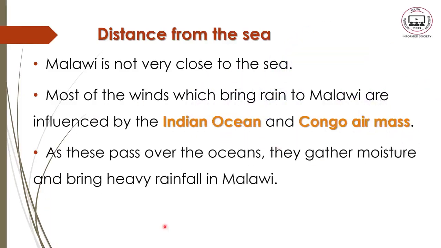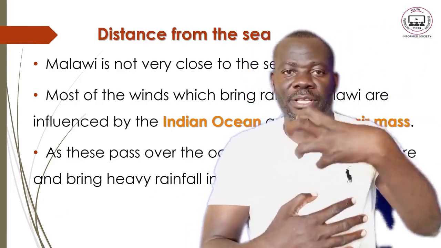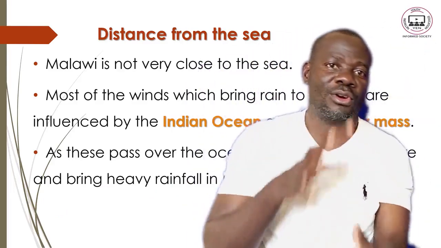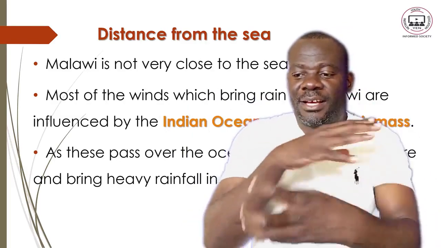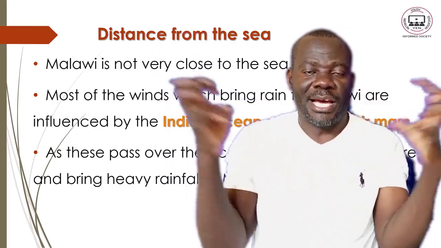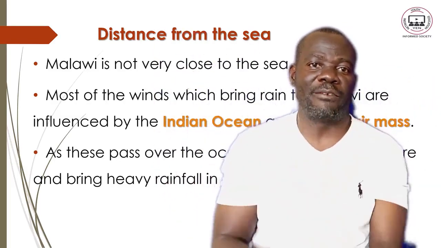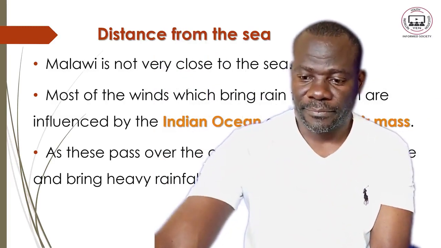So as these pass over the oceans, they gather moisture and bring heavy rainfall in Malawi. So the air, as it moves through the Indian Ocean and the Congo, gathers the moisture in the atmosphere and brings about the heavy rainfall in Malawi.